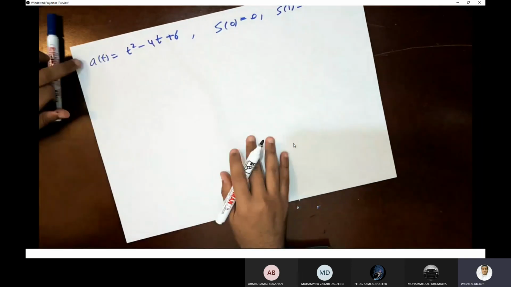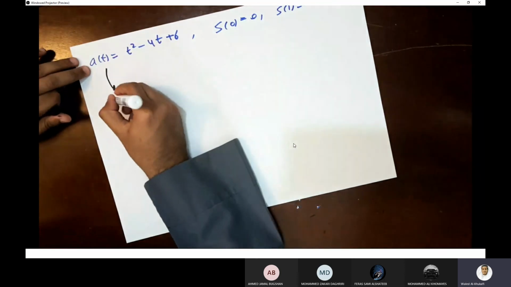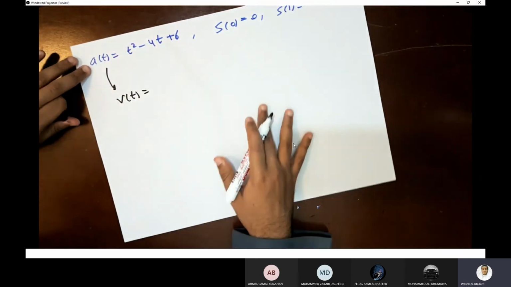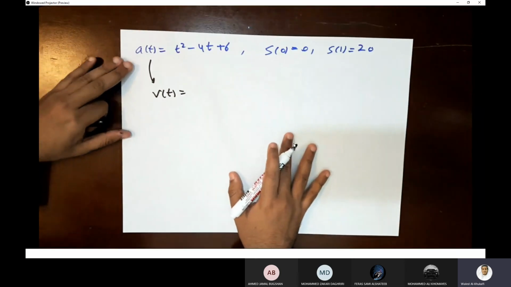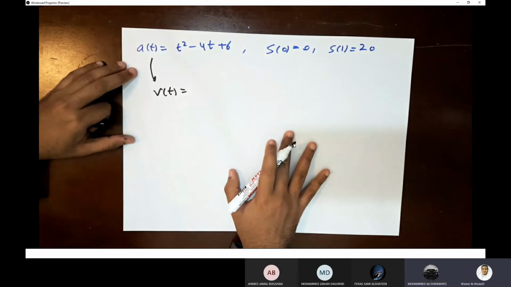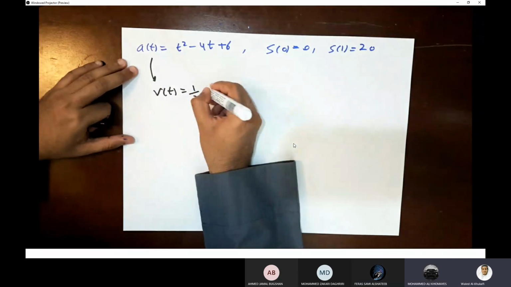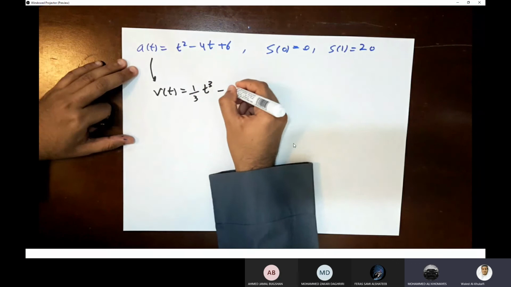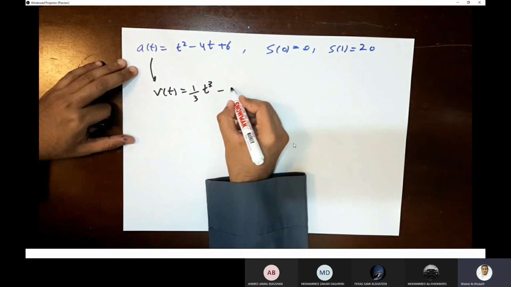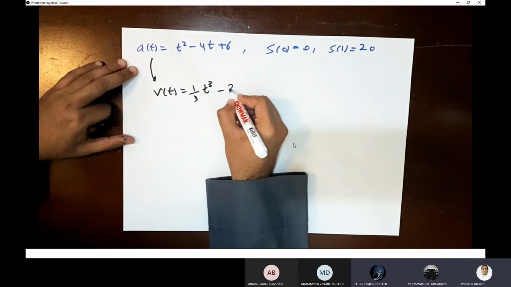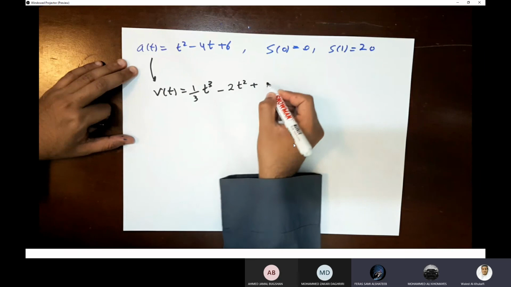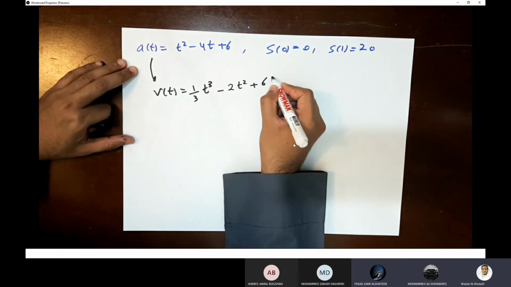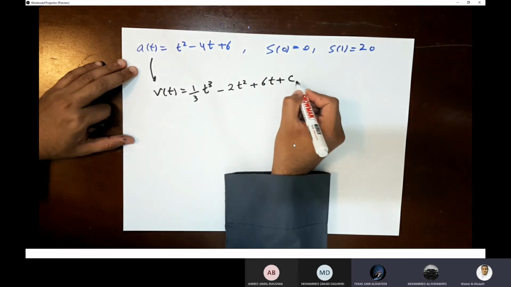Okay, pay attention, guys, this is the acceleration. When I go to the velocity, what do we do? Sorry. Antiderivative velocity, antiderivative position. Yeah, so this is minus. What is minus what, guys? 2t square. 2 to the t power 2 plus 6t plus c.